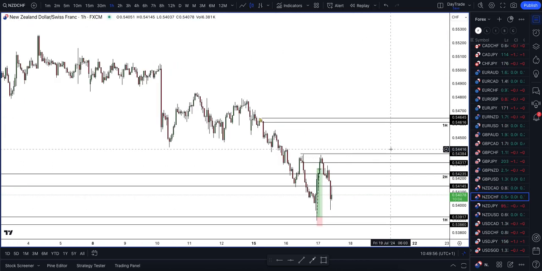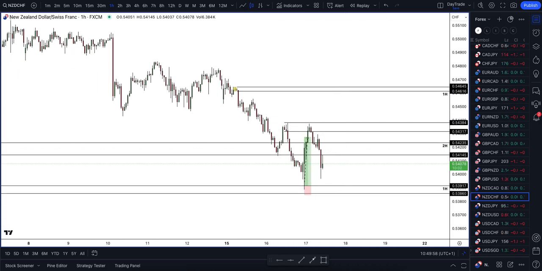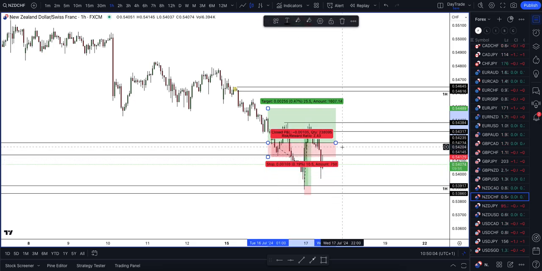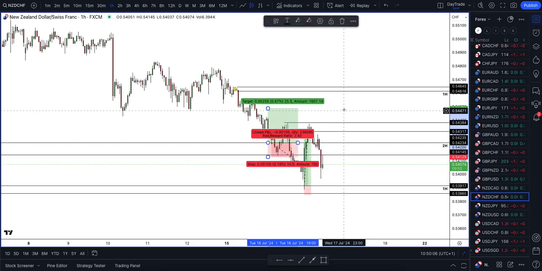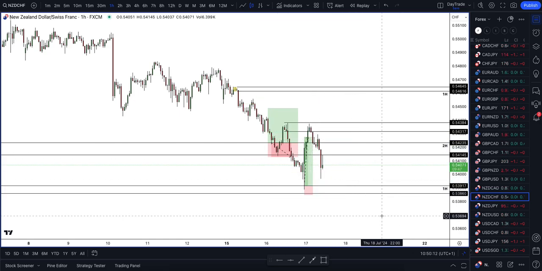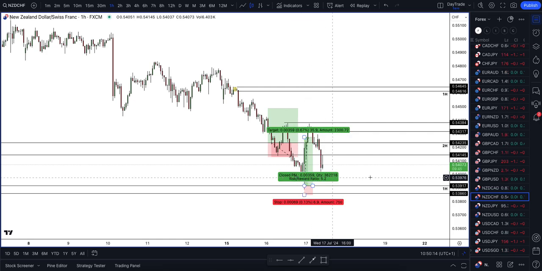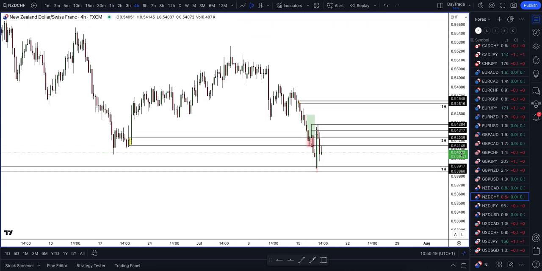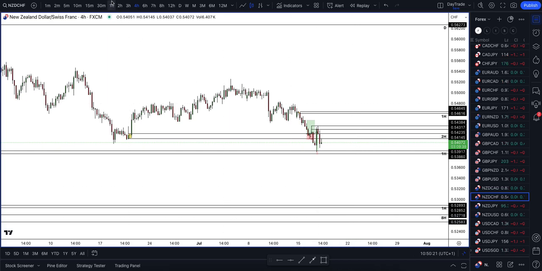NZD Swiss. So we rifled through this 2-hour zone here. That was a loser there, but we had this 5-hour winner to recoup some of the losses that we've had this week. So that was a nice 5-hour trade. Again, nothing else on this at the moment until much further down.